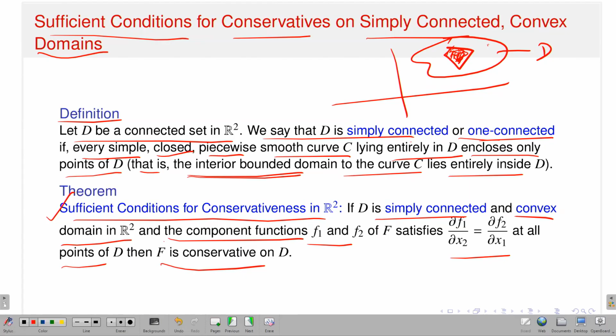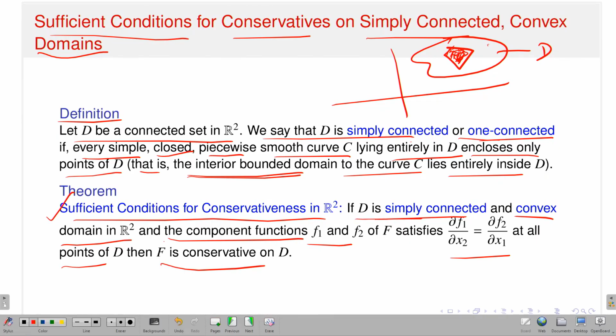So, now what does that mean? That means I had to restrict my domain D. Of course, in my last slide you saw that if I change the domain, conservativeness fails. In some domain your vector field becomes conservative, in some domain it is not. So, this is a sufficient condition.